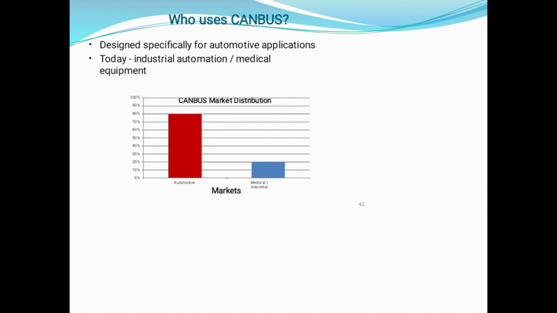Who uses CAN buses? They were designed specifically for automotive applications like vehicles. Today, industrial automation and medical equipment mostly run with CAN buses.